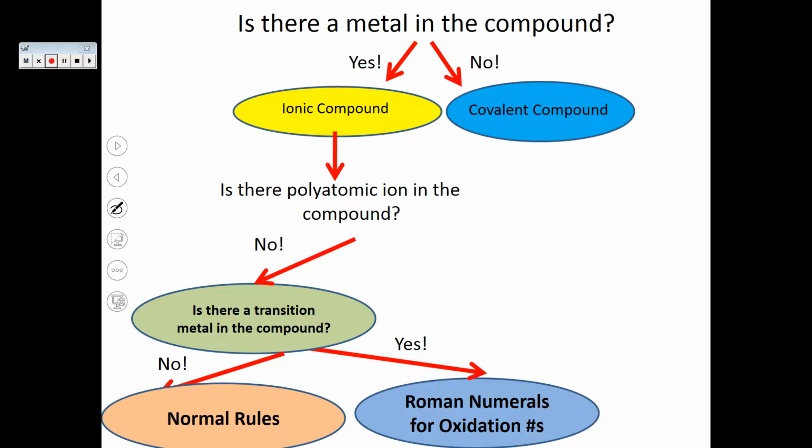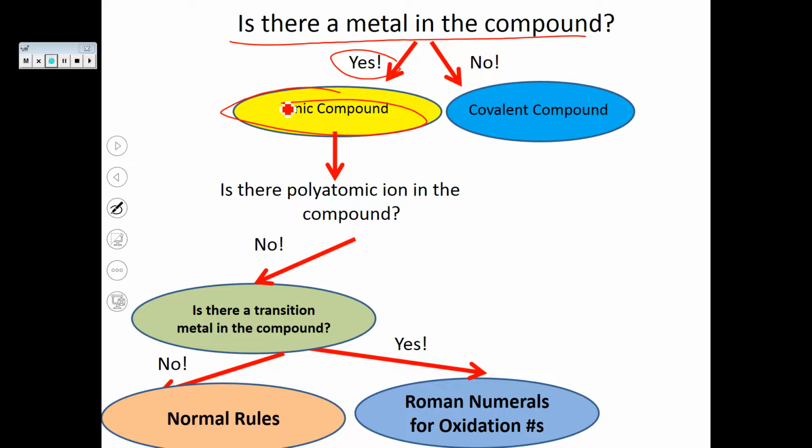Okay, so this little flow chart kind of helps you get through some of these ionic compounds because there's sort of a lot to think about. So you know you have an ionic compound if you have a metal. So is there a metal? If the answer is yes, we know we're in the ionic section. Then you have to ask yourself, is there a polyatomic ion?